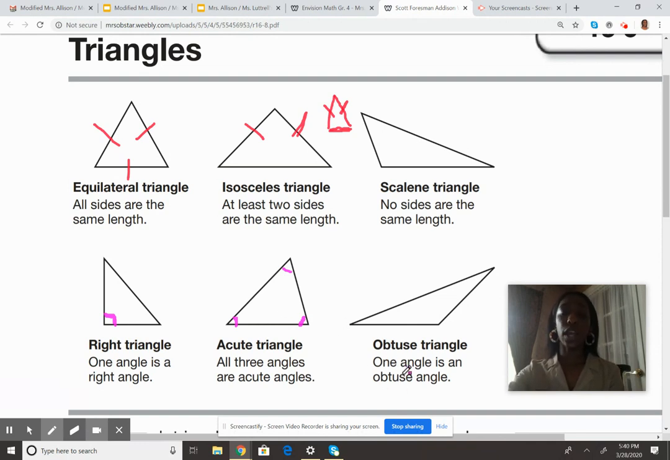Now let's move on. Obtuse triangle. One angle is an obtuse angle. Yes, I see that there are two acute angles. However, there is an obtuse angle in there. So when it has one angle that is obtuse, we would call that an obtuse triangle.